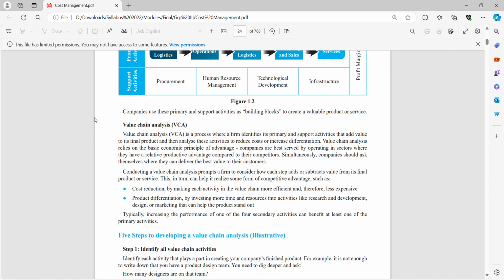Value chain analysis prompts a firm to consider how each step should be taken, which steps should be added, which steps should be subtracted, so that we can add more value to our product or services to serve customers better. So this can be anything. It can be related to cost reduction. It can be related to making my product efficient. It can be related to product differentiation. Typically, increasing the performance of one of the four secondary activities can benefit at least one of the primary activities.